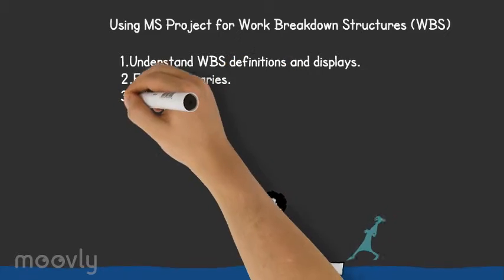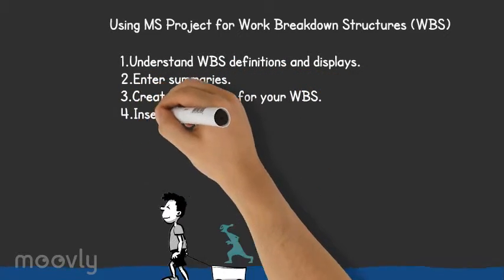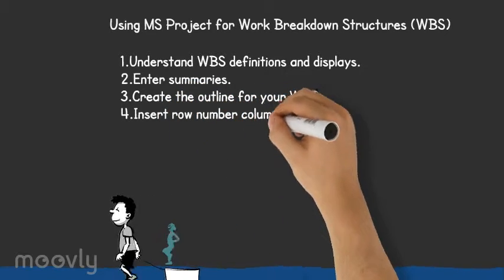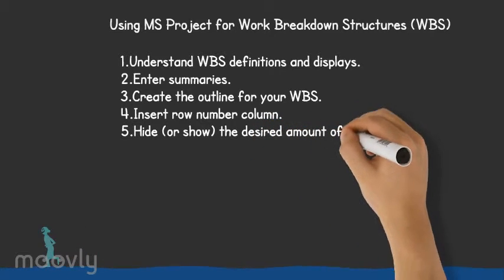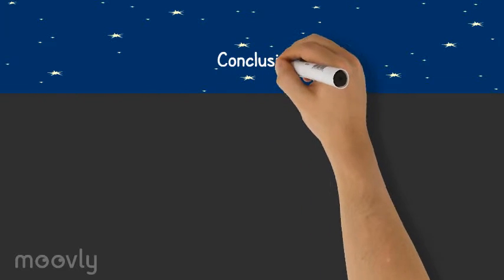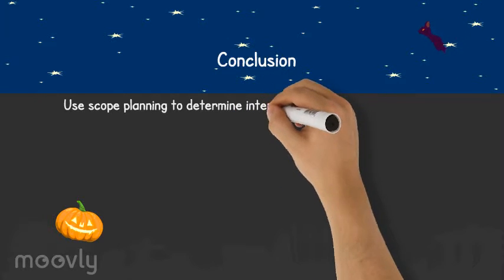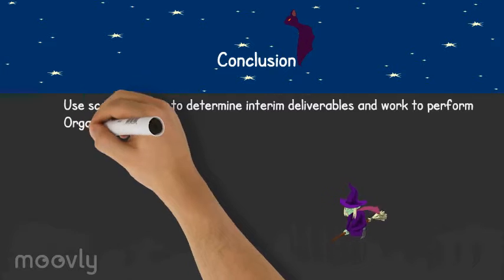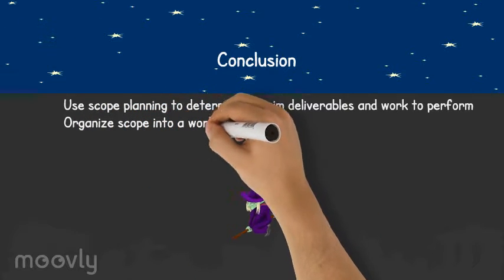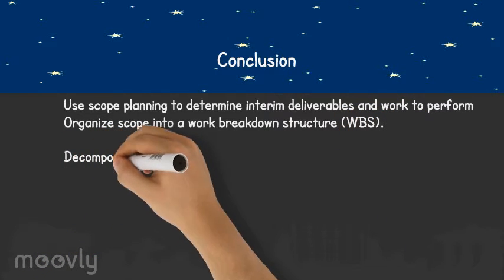This brings us to the last step. Today we have learned about scope planning to determine interim deliverables and work to perform, and to organize scope into a work breakdown structure. Moreover, we should decompose the project into smaller and smaller pieces, assign WBS components, and create the WBS by hand or use MS Project to create it.